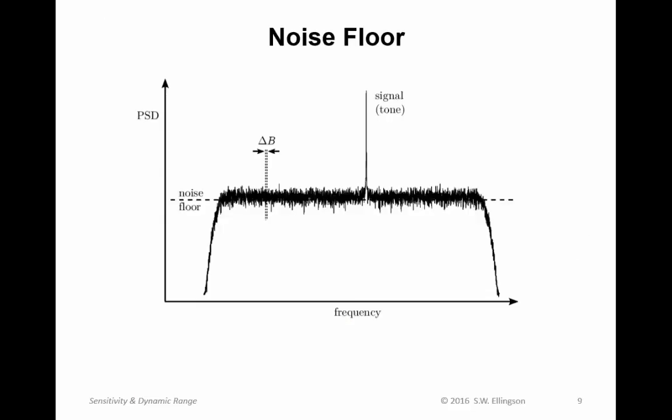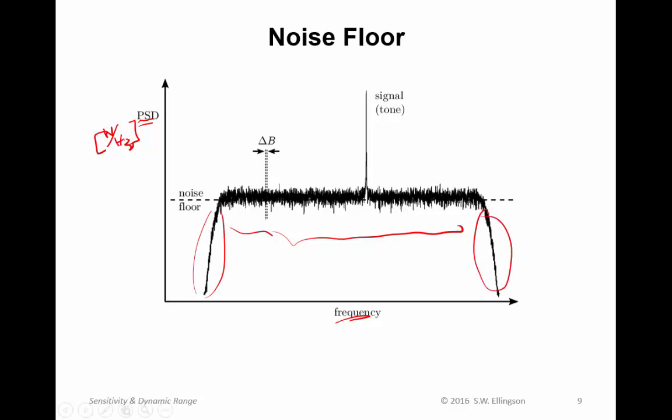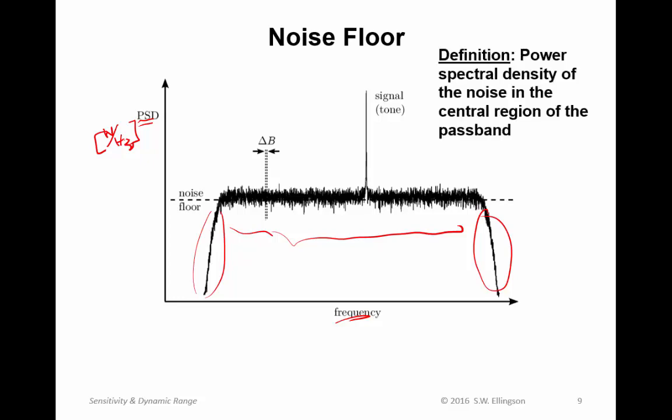Now, the concept of noise floor. To understand the concept of noise floor, you can look at a spectrum, and this is a spectrum that would be the output of a receiver or some stage of a receiver, and this is frequency, and this is power spectral density. Now remember, power spectral density has units of watts per hertz. It's how much power we have per unit bandwidth. So what we typically see is a pass band. The pass band consists of some central region where it's approximately flat, and then stop bands, and here are the two stop bands. So noise floor is talking about the central region where the spectrum is approximately flat. And the definition is that's the power spectral density of the noise in that central region.